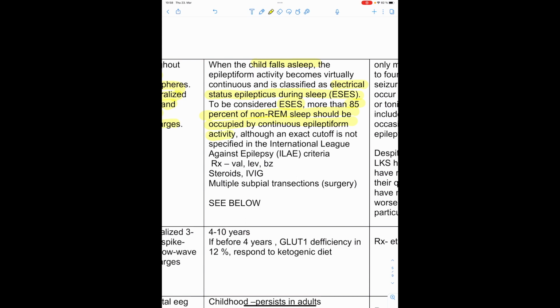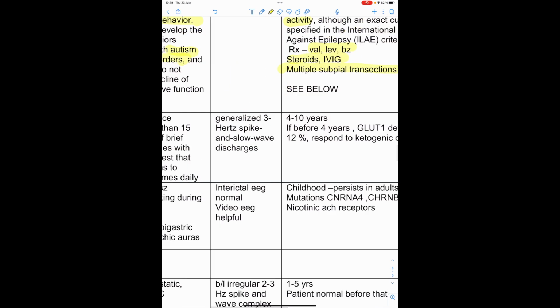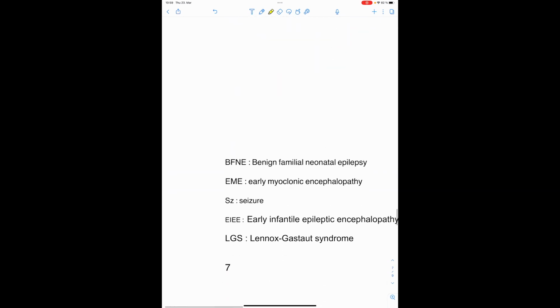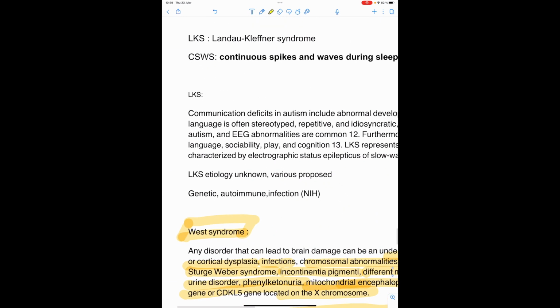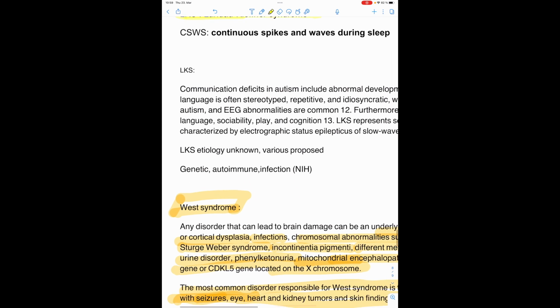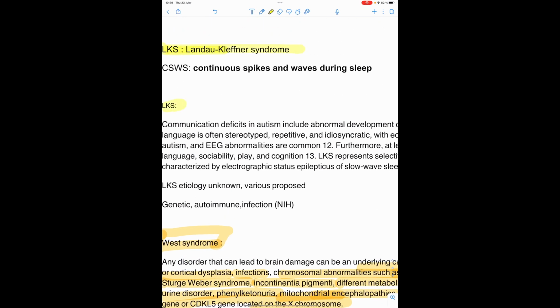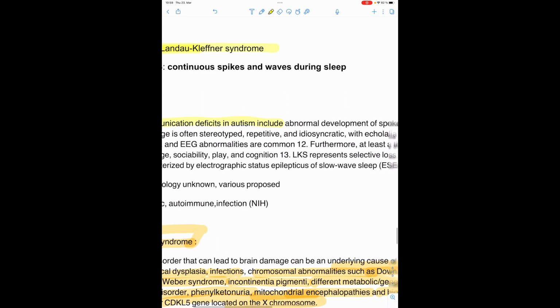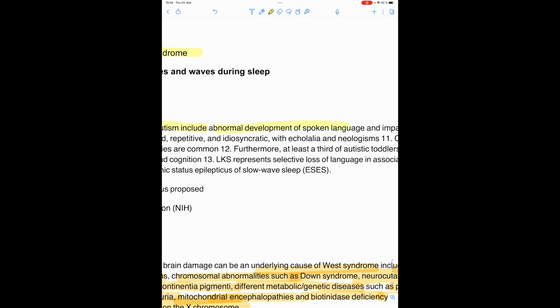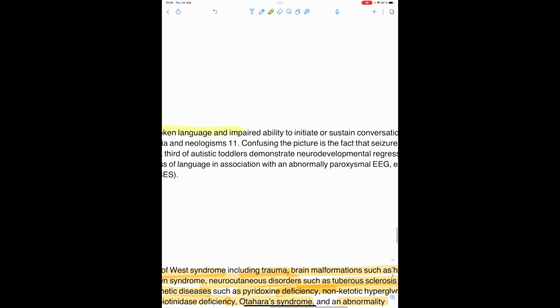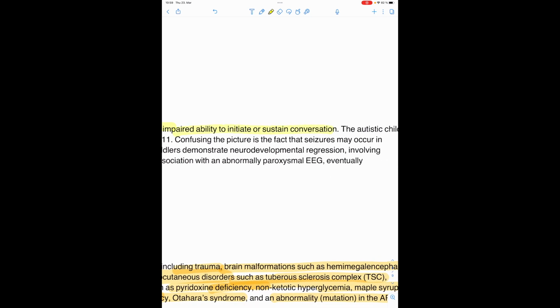Although an exact cutoff is not specified in the International League Against Epilepsy criteria. Treatment is valproic acid, levetiracetam, benzodiazepines, steroids, IVIG, and multiple subpial transection surgery. So something there is below also that I have written in my notes. See below. This is Landau-Kleffner syndrome, and in Landau-Kleffner syndrome, communication deficit and autism include abnormal development of spoken language and impaired ability to initiate or sustain conversations.